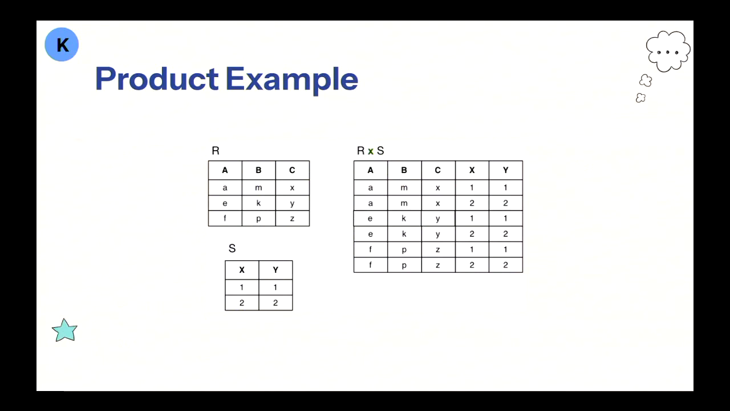For example, if we want to get the result of the product of R and S, what we will do is we create, for each tuple of R, a set of tuples for each tuple of S. So we combine it with each tuple of S to form a new tuple. That's why the size of the result equals the size of R times the size of S. So this is called product.